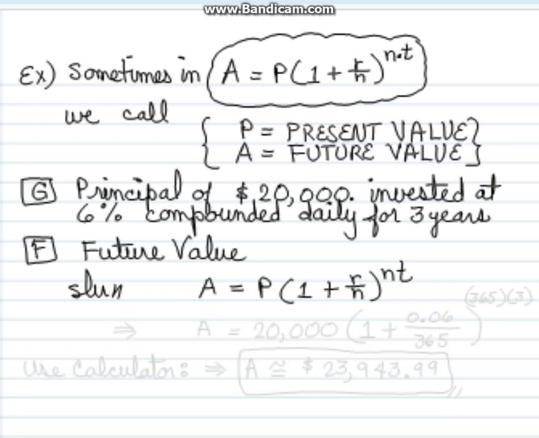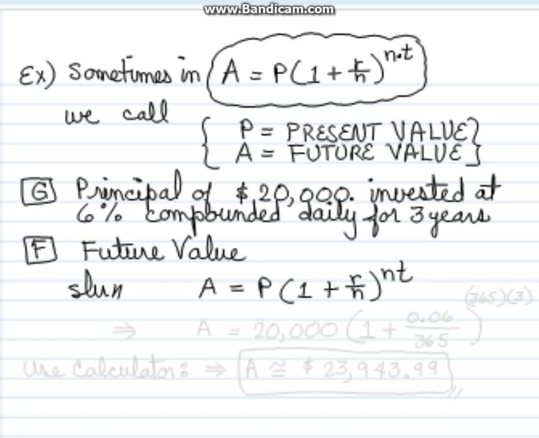And then the compound period N, it's compounded daily. So how often is it compounded in a year? That's what N is equal to, the amount of compound periods in a year. Well, if it's compounded daily, it's compounded 365 times in a year. And then the time T is in years, it's 3 years. So we know what all the values are. P is 20,000, R is 0.06, the compound periods in a year is 365, and T is equal to 3 for 3 years.